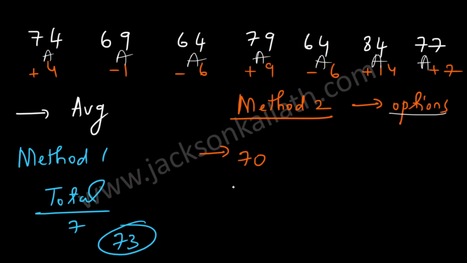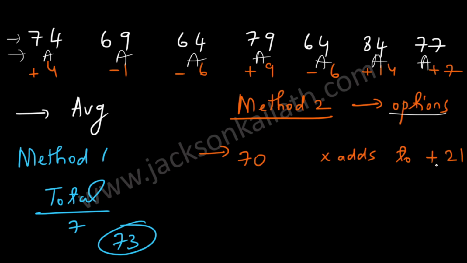Now if 70 was the correct average, then based on this concept, the total of this has to be 0. Why? Because if you put the average instead of each of these 7 numbers, the total does not change. So that's the concept of average. So if 70 is the correct average, then these would give me 0 when I add it up. But if you add it up, you will see that you're getting plus 21, which is not 0.